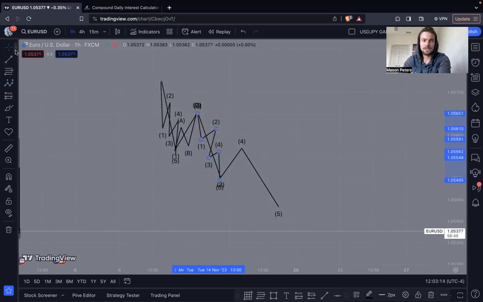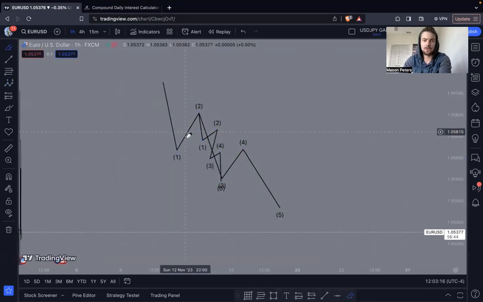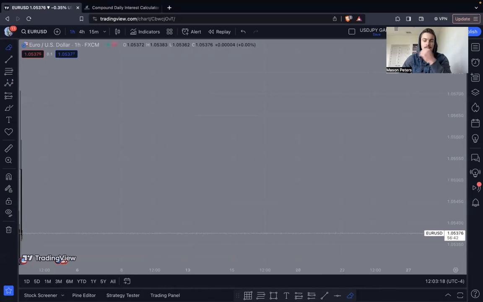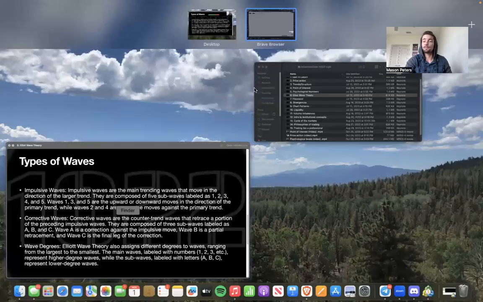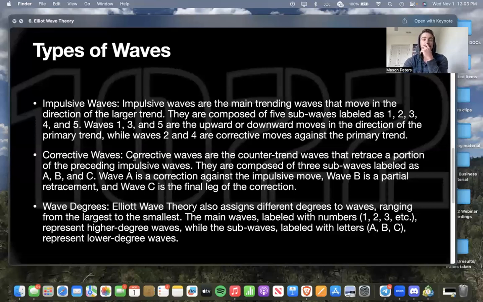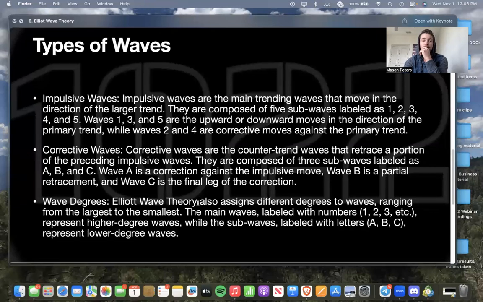So let's go ahead and continue over the slides. And hopefully now that I gave you a representation, you'll be able to kind of put it together. So corrective waves are the counter trend waves. They are composed of 3 subwaves labeled as A, B, and C. Wave A is a correction against the impulse move. Wave B is a partial retracement, and wave C is the final leg of the correction.